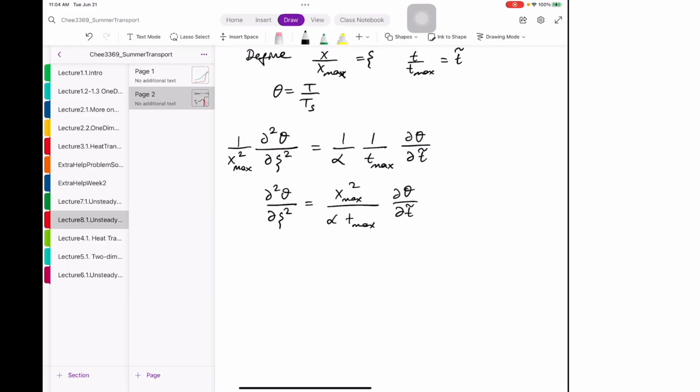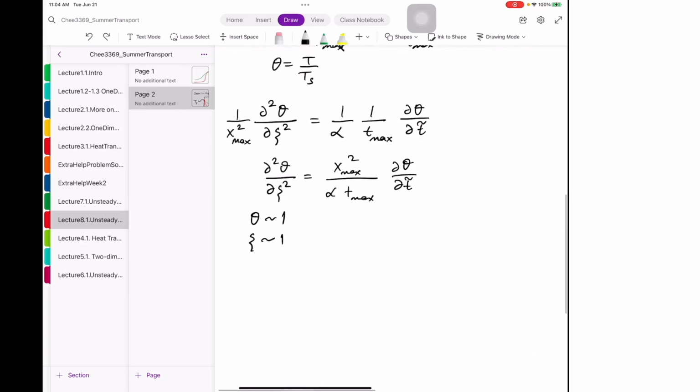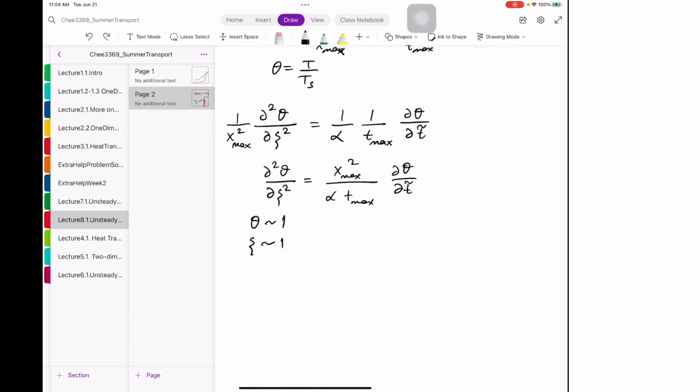Imagine that the quantity theta is in the order of 1. The psi is in the order of 1. Imagine that you just want to find out the temperature profile somewhere around this region, where your psi, which is x over x max, is somewhat comparable with 1. It might not need to be equal to 1. It might be maybe 0.1, but it's not 0.00001. So it's not very different from 1.